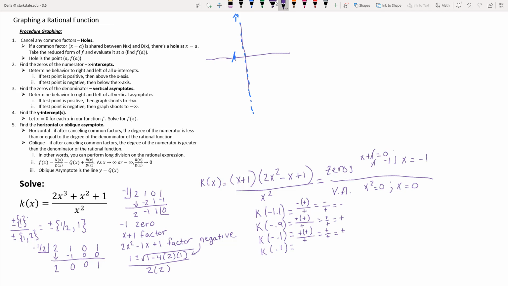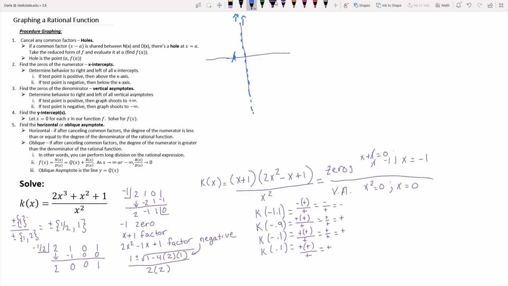And then at 0.1, the same thing. If you add it to 1, you'll get positive, and then if you square it, add 1, and then subtract it off, you'll still be positive. And 0.1 squared will be positive. So it's positive divided by positive, which is shooting to positive infinity on the right of that 0, since we got a positive overall. So that determines our behavior to the left and right of our vertical asymptote and our zeros.